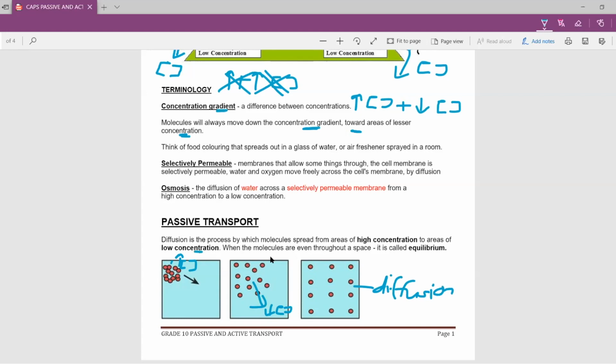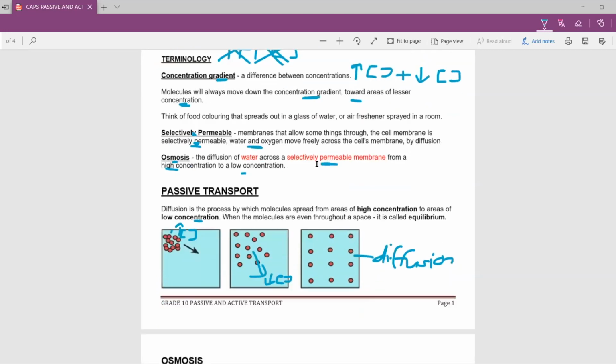Selectively permeable membranes, you already learned this. Selectively permeable, semi-permeable, differentially permeable, partially permeable is when a membrane, for example the cell membrane, allows certain substances to enter and certain substances to leave. And here the example is water and oxygen. And now osmosis. Osmo means water. It is when water moves from a high concentration to a low concentration through a semi-permeable membrane. So these are your explanations for important terms you need to know.